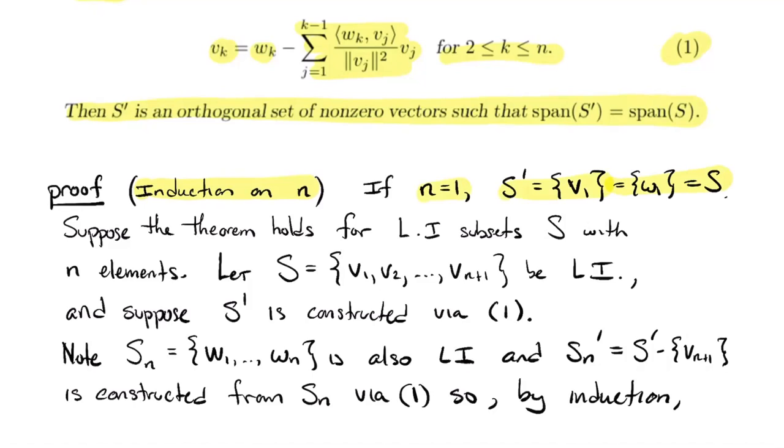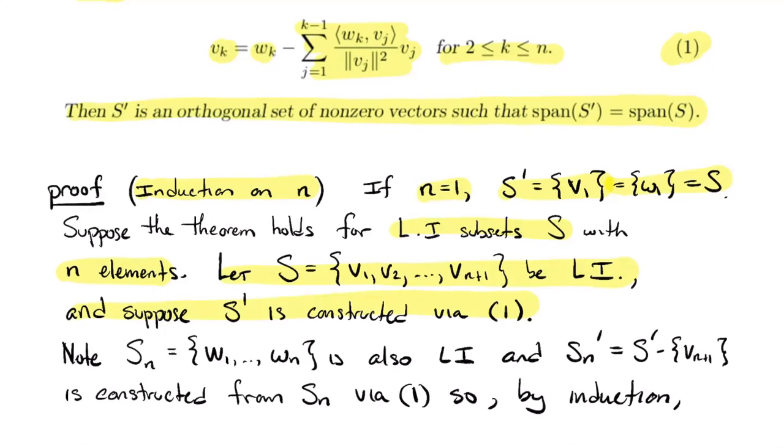So now let's suppose that this theorem holds whenever you have linearly independent subsets with n elements in it for some n greater than or equal to 1. Okay. So what do I mean by that? I mean, if you give me a linearly independent set with n elements and I construct S prime according to equation 1, then S prime is orthogonal and it has the same span. And now I'm going to take a linearly independent set with n plus 1 elements and suppose that I've constructed S prime according to that equation 1. So my goal is to show you that this S prime is orthogonal and has the same span.